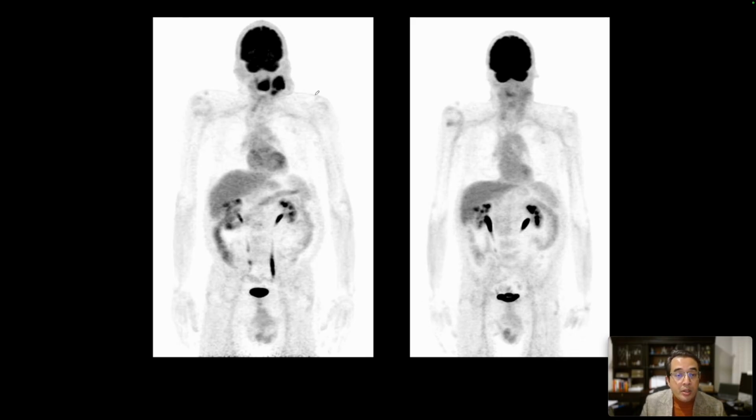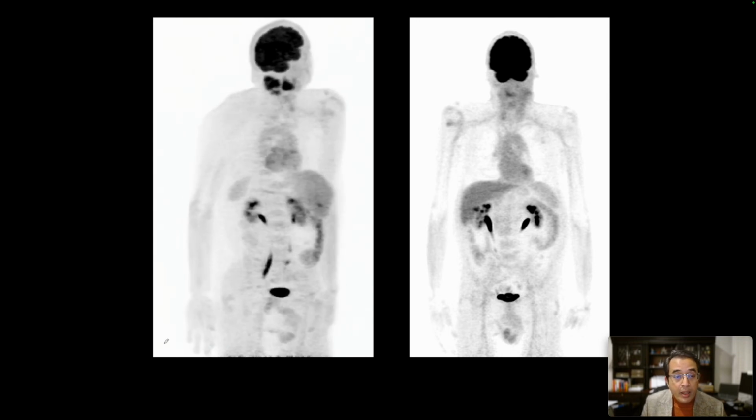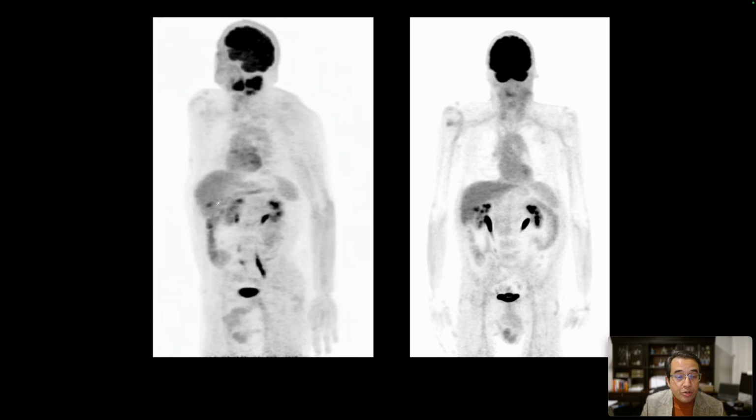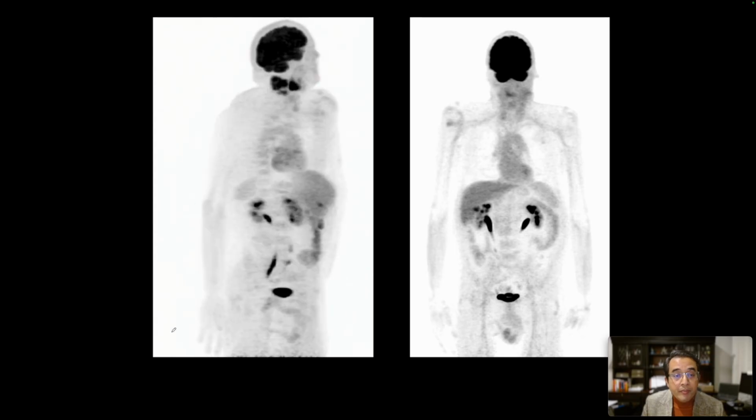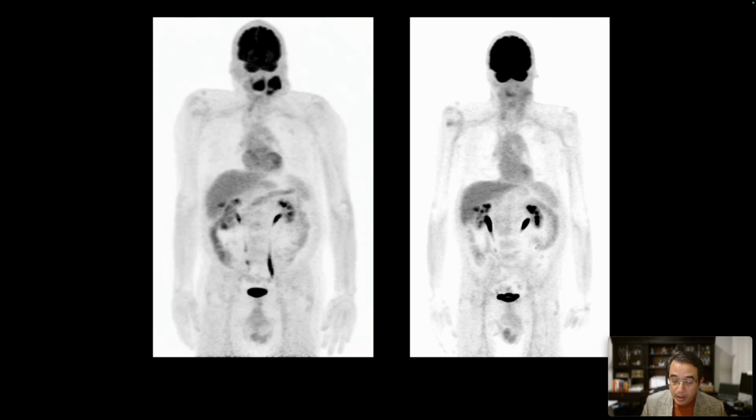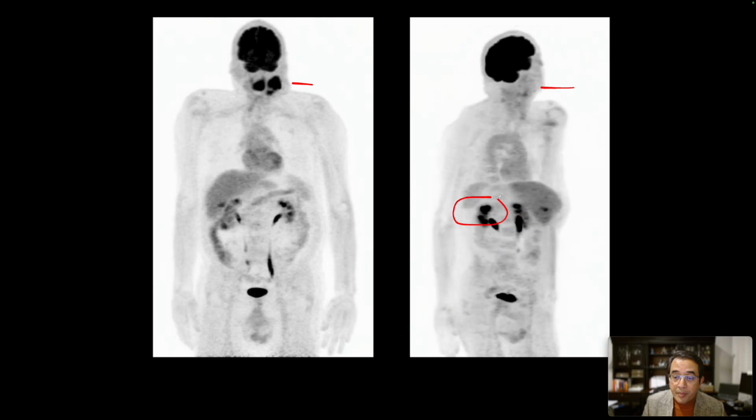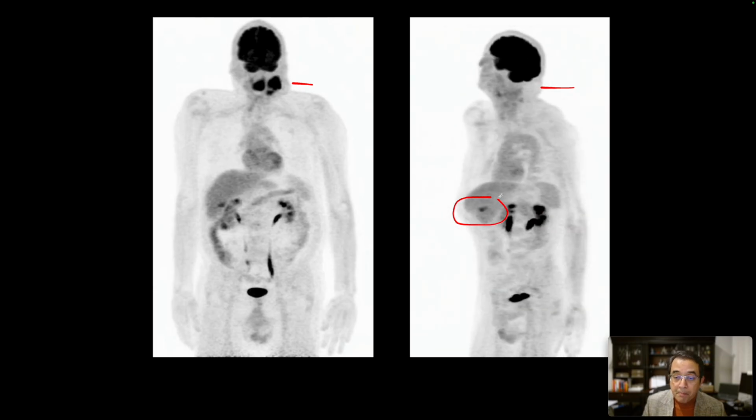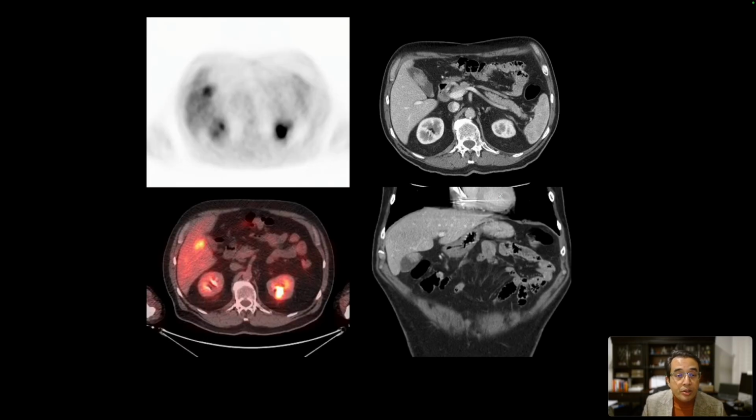Here's our next patient. They were diagnosed with head and neck cancer, and we also saw a focus in the liver. They were treated for head and neck cancer. Post-treatment, there was resolution of the foci that was seen earlier in the head and neck region, but the focus in the liver persisted. And this focus was misregistered on the PET CT images seen here in the liver.